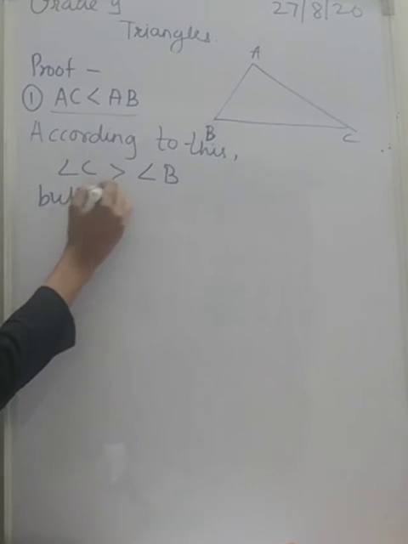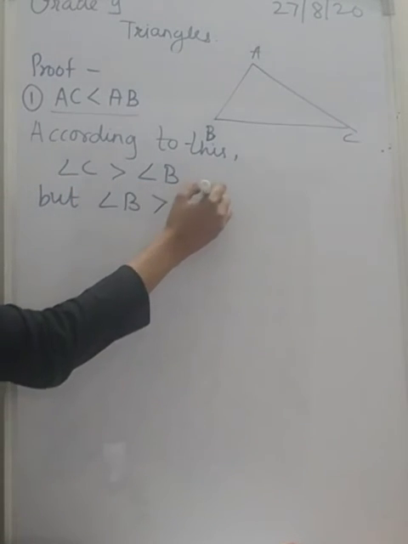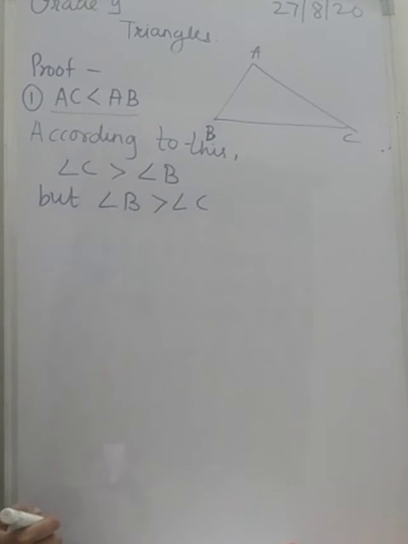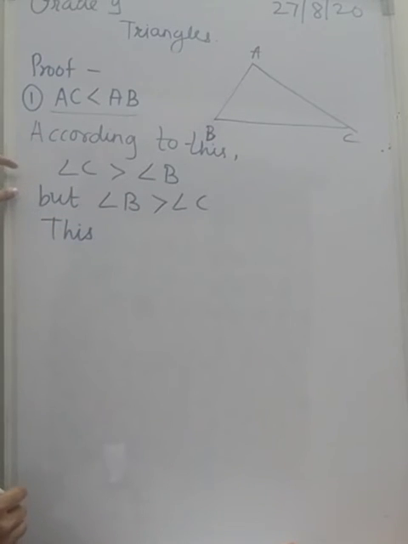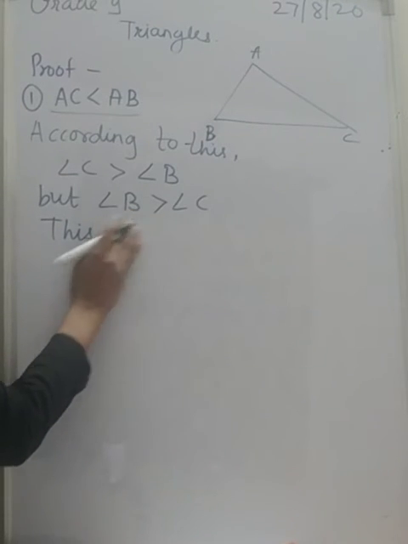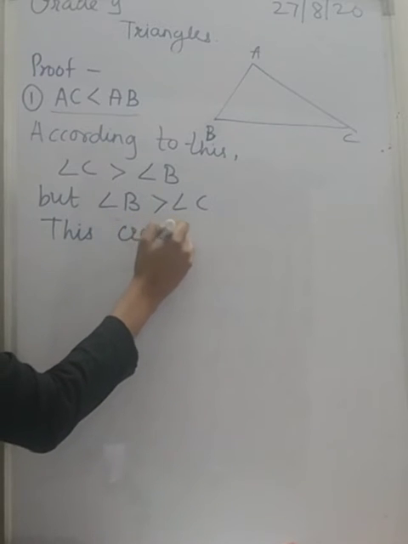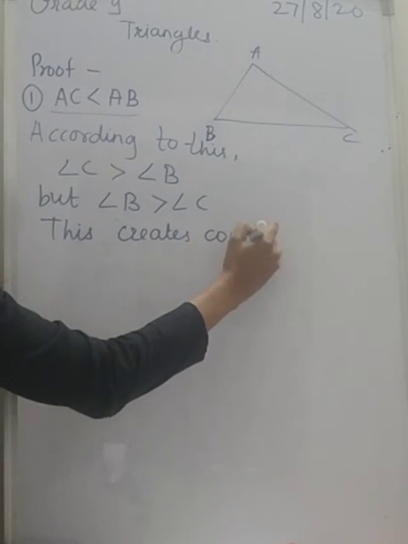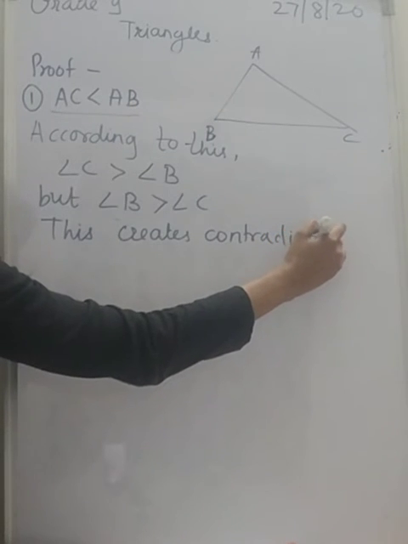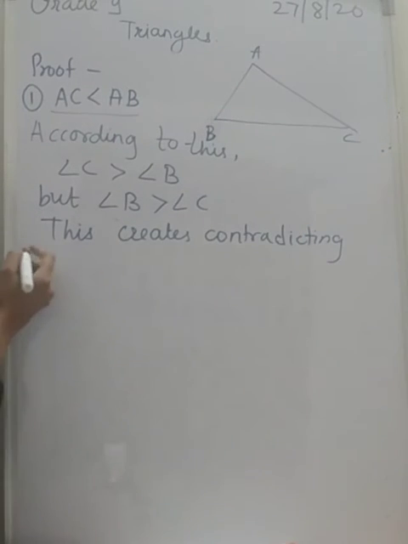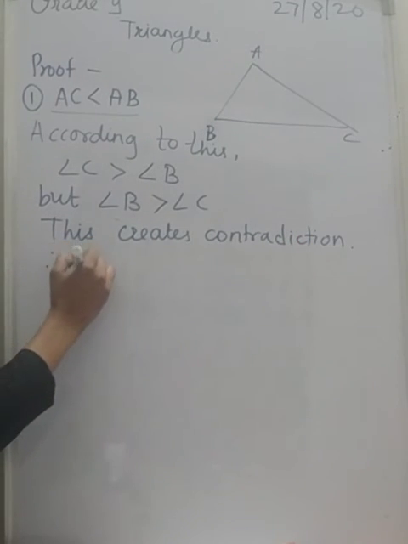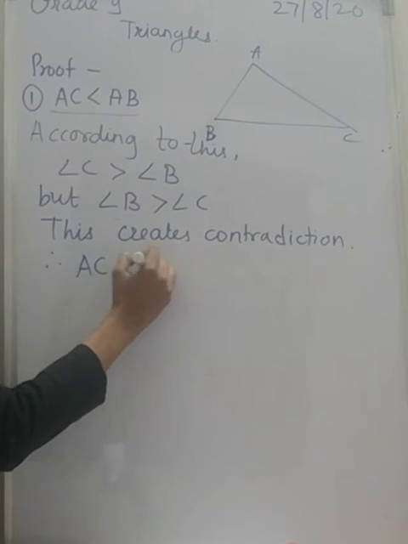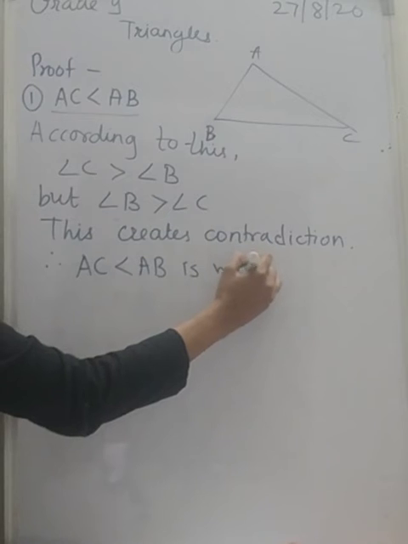But what happens? Angle B is greater than angle C, no? This is creating a contradiction. Contradiction means it is not the truth; the truth is different and this is showing something different. So this creates a contradiction, you have to write like that. Therefore, AC less than AB is wrong. This is not the truth.